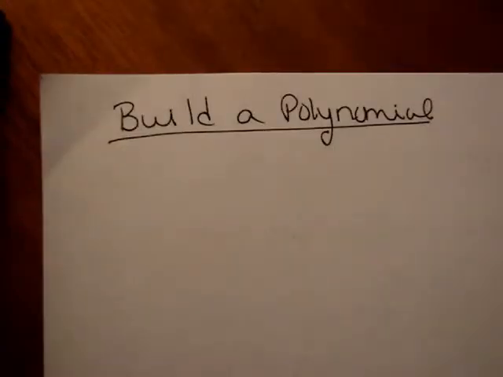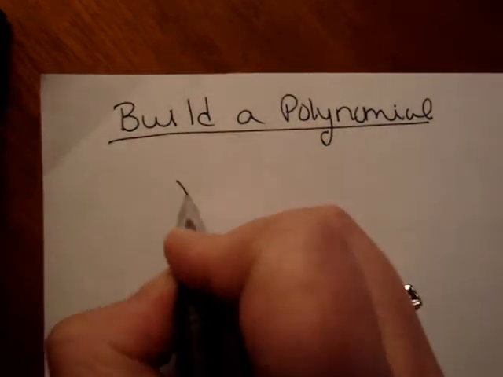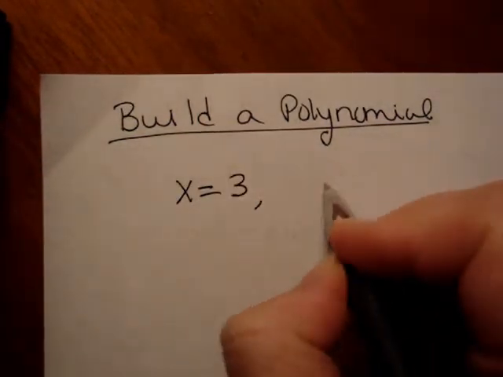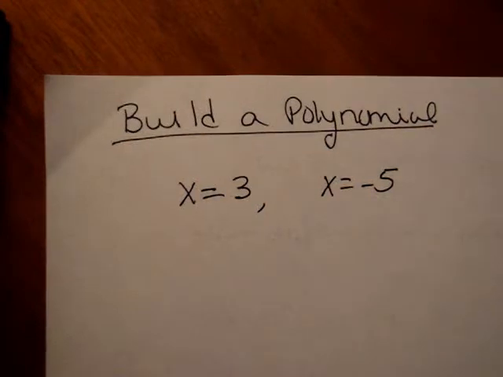Okay, now the second half of 3.4 is about building a polynomial or finding a polynomial, okay? And I'm going to do an easier example before we do the problems on the page. So what I'm going to do is kind of like a guessing game. I'm going to say to you, I'm thinking of a second degree polynomial. Okay, that means I need 2 linear factors. And I know what the zeros are. I can tell you that x equals 3 is a 0, and x equals negative 5 is a 0.